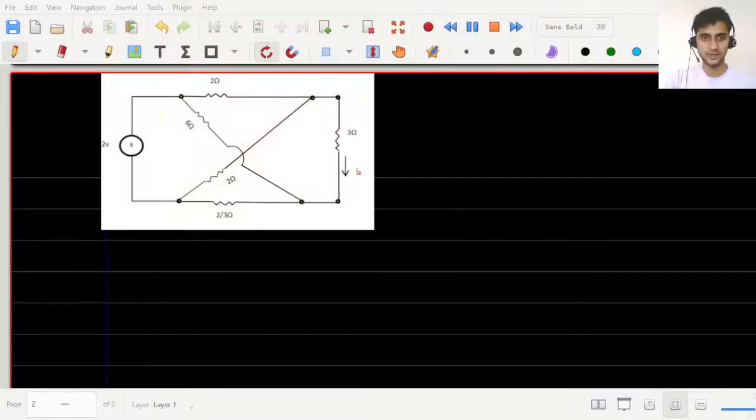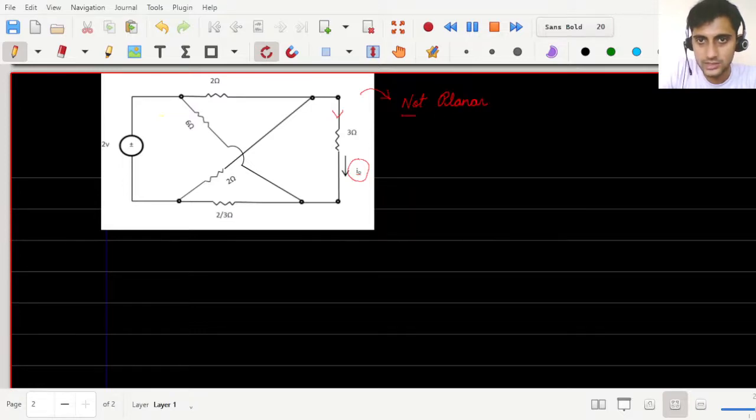Now let us see another question in which we have to find the value of I naught. As you can see, it is given that this I naught is a current which is flowing through this 3 ohm resistance, and there is a point where two elements meet, but this point is not a node. So we can say that this given network is not planar.